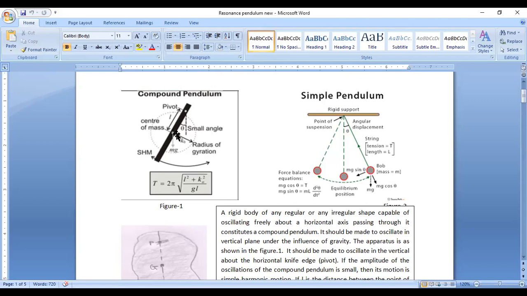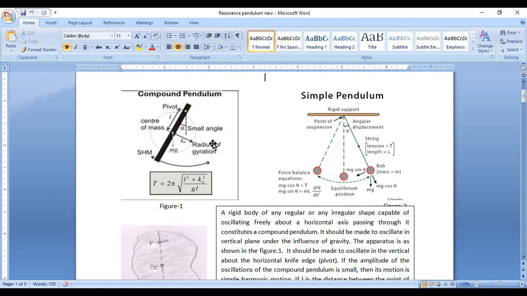So bar pendulum is basically a compound pendulum, because you see here the bar pendulum is pivoted at, suppose this is the point P. You may imagine there is a horizontal axis passing through the point P, and your bar pendulum is suspended with respect to this horizontal axis. If you give small oscillations, your bar pendulum will oscillate, and these oscillations are very small, and you may treat your bar pendulum as a compound pendulum.